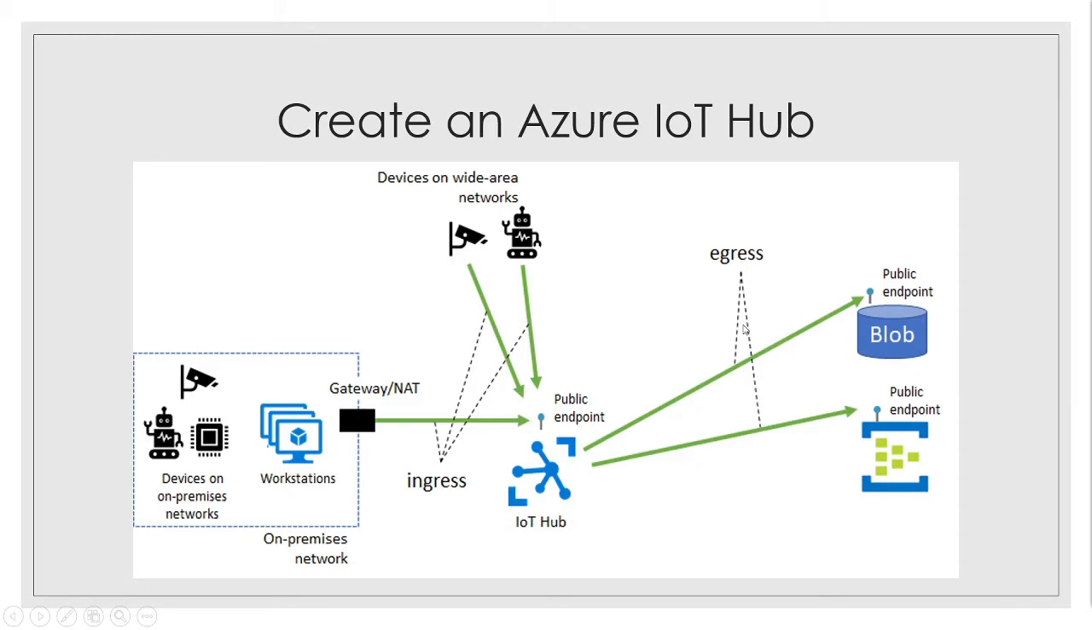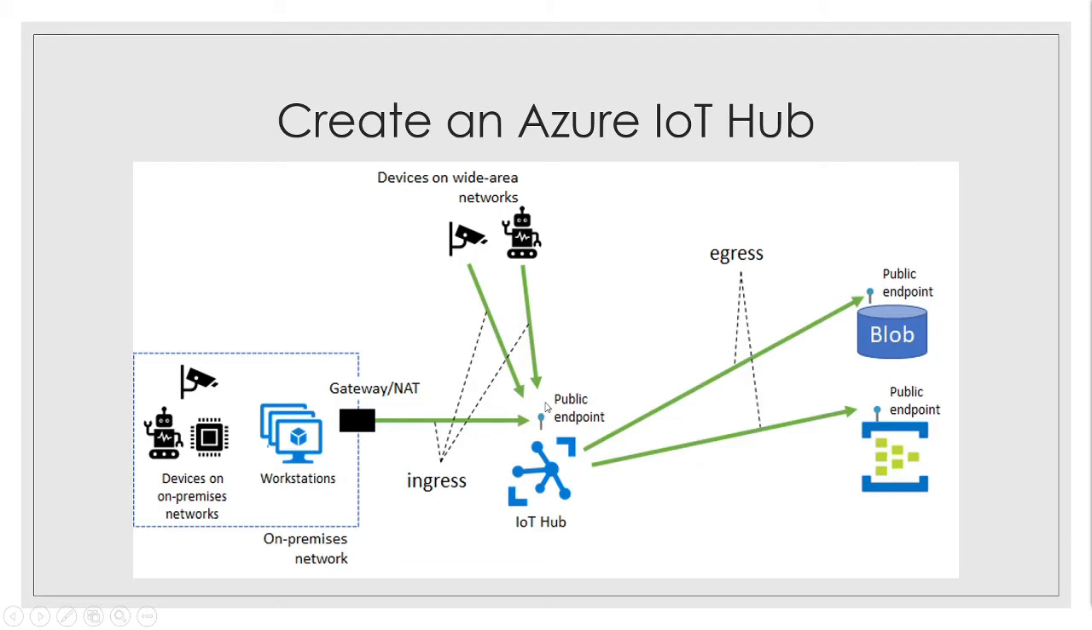As you can see in the image, the sensors and devices are located on an on-prem network, and a few sensors and devices are located on a public network. All these are connecting to our IoT hub, and from the IoT hub, we are routing the messages to other Azure services like blob storage or stream analytics or any other storage.